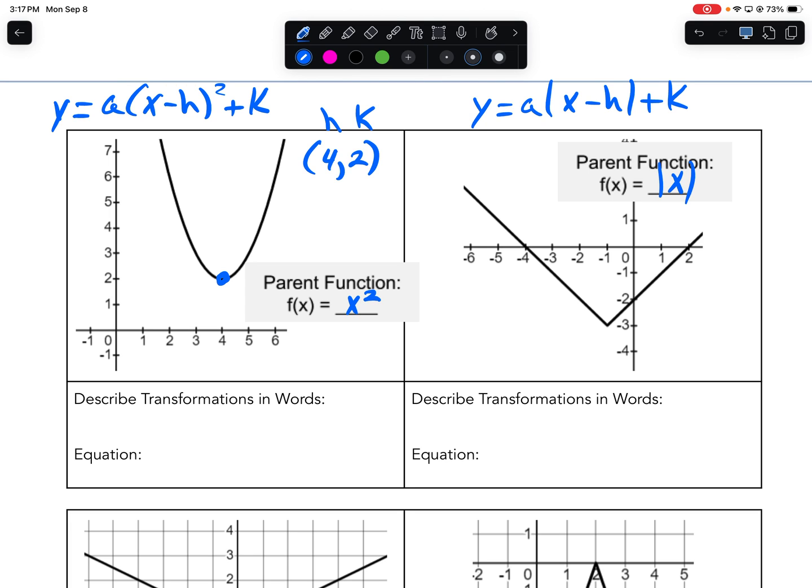Try to write the equation. I'm going to freeze my screen. See if you can write them both. Tell me what the transformations are, and then we'll talk about it.